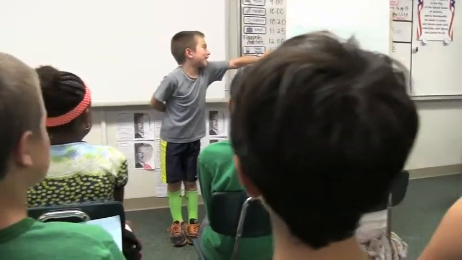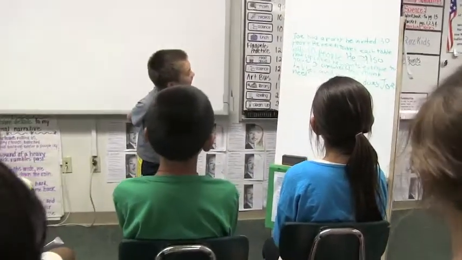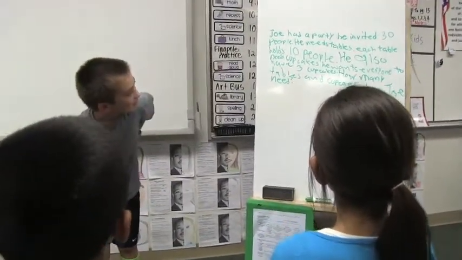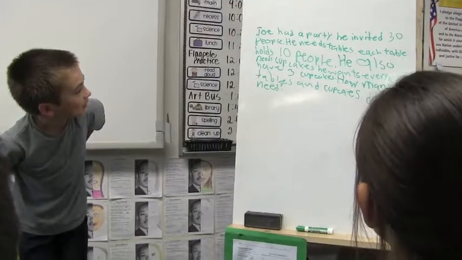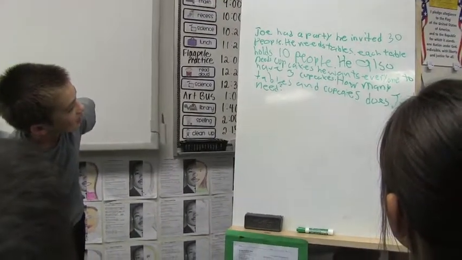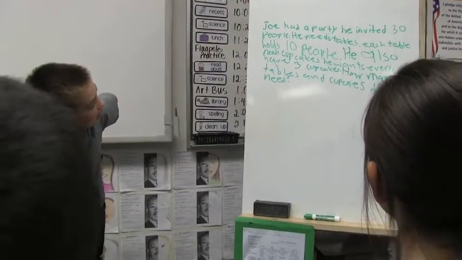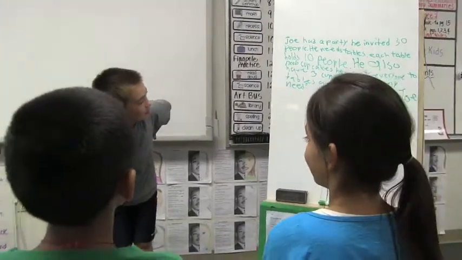Today we will be learning how to use multiplication and division in problems. That's the problem for today. Joe had a party. He invited 30 people. He needs tables. Each table holds 10 people. He also needs cupcakes. He wants everyone to have 3 cupcakes. How many tables and cupcakes does Joe need?